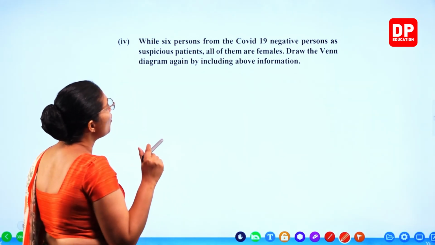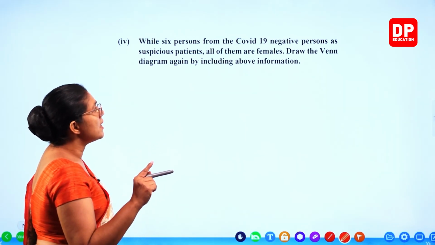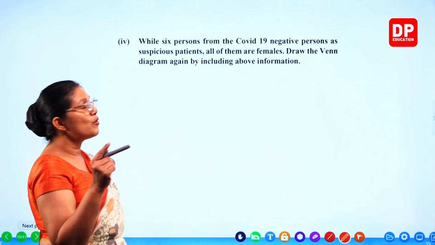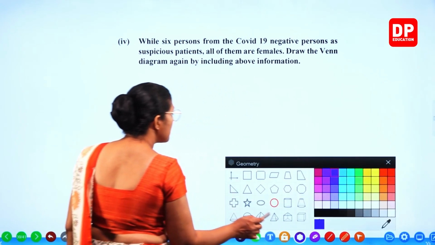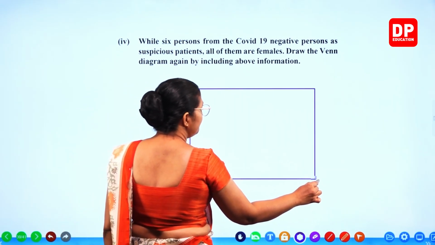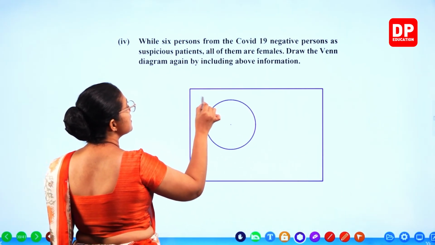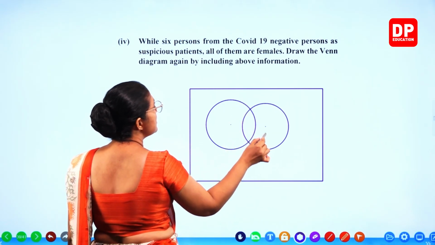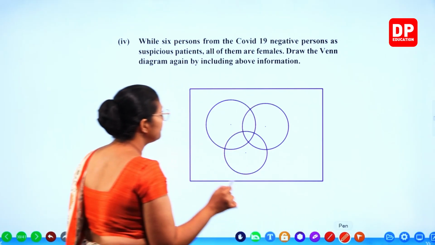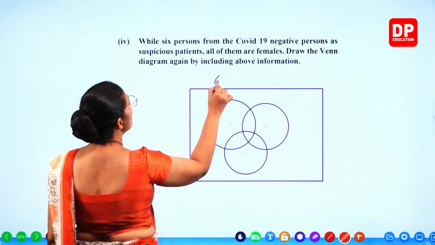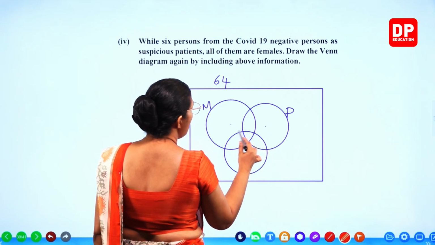While 6 persons from the COVID-19 negative persons as suspicious patients, all of them are females. Draw the Venn diagram again by including above information. Now there's another set, so let's draw it again. So now we are getting 3 sets. What are the 3 sets? Males, COVID positive. Now there's another set, suspicious patients. So 64, males, positive for COVID, and this is suspicious.